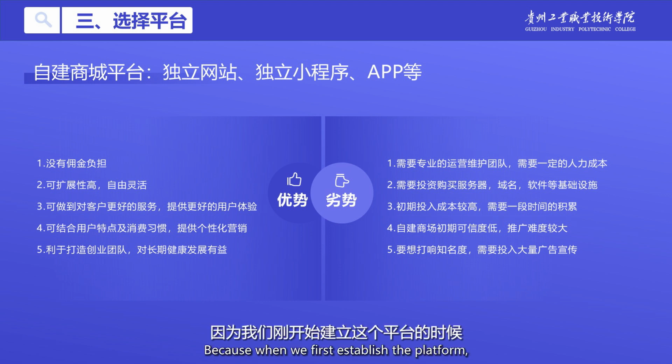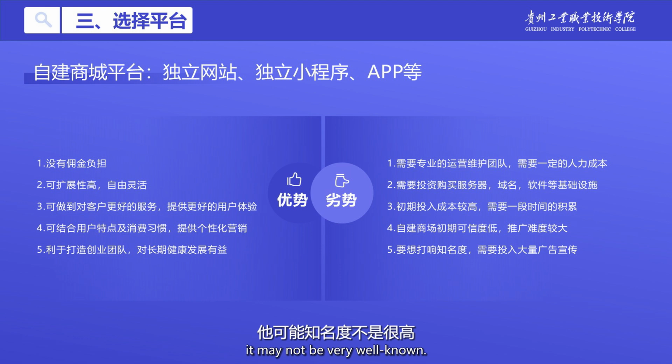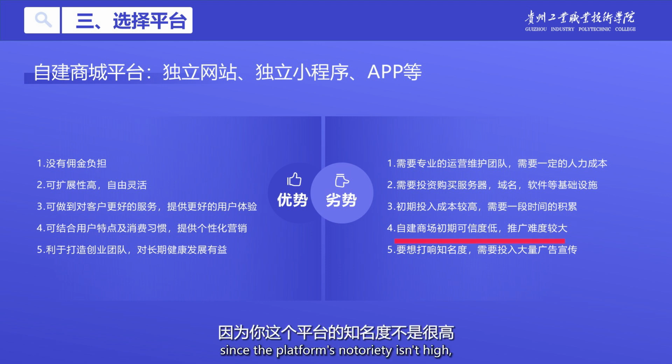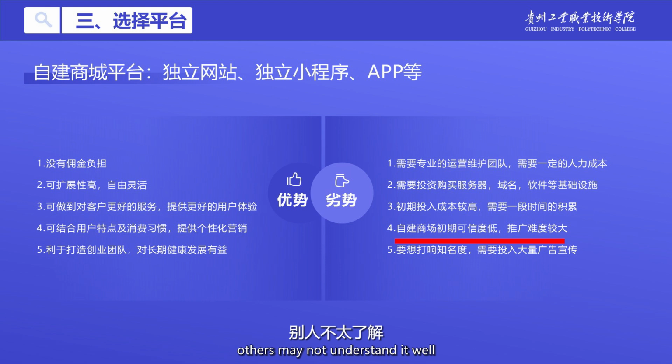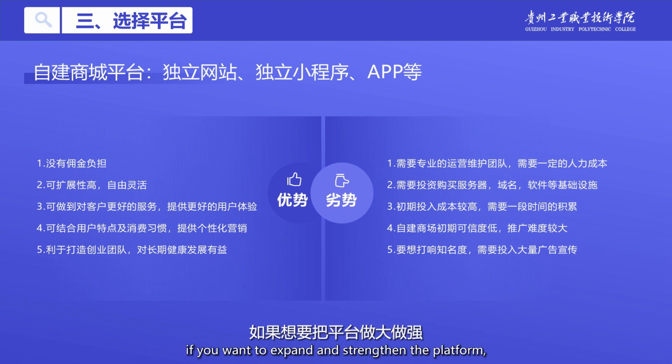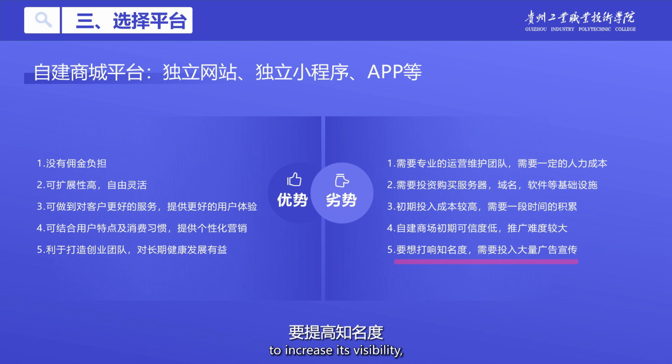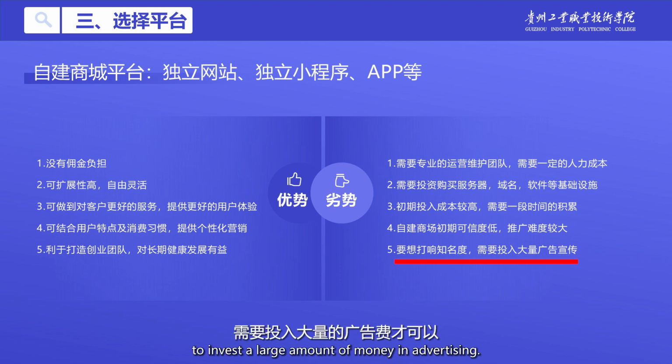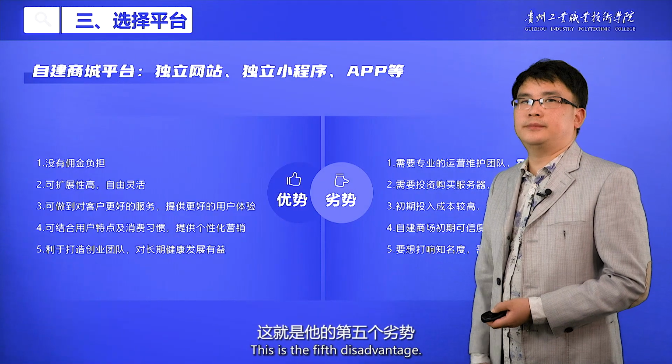Because when we first establish the platform, it may not be very well known. We still need to specifically promote it to increase the usage of our platform. There lies a problem. Since the platform's notoriety isn't high, others may not understand it well and might be reluctant to accept it. It could take a long process for others to recognize our platform. So, this is the fourth disadvantage. Another disadvantage is that if you want to expand and strengthen the platform to increase its visibility, then you will need to invest a large amount of money in advertising. This is the fifth disadvantage.